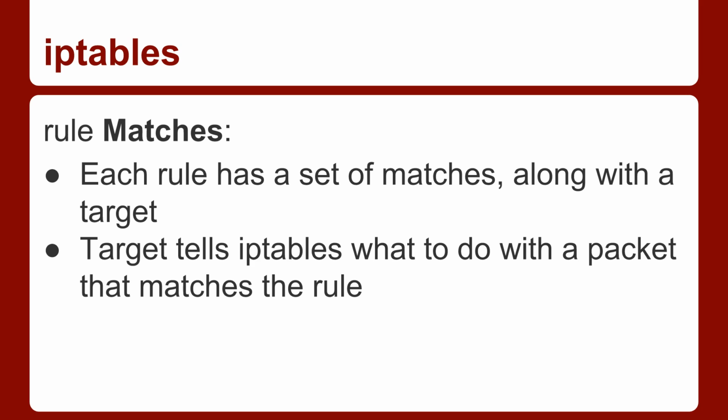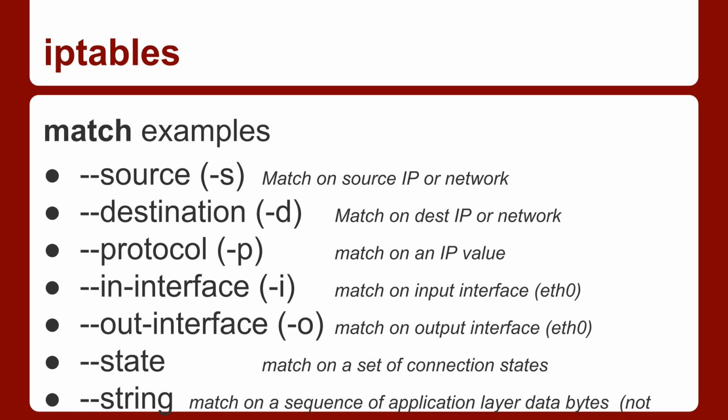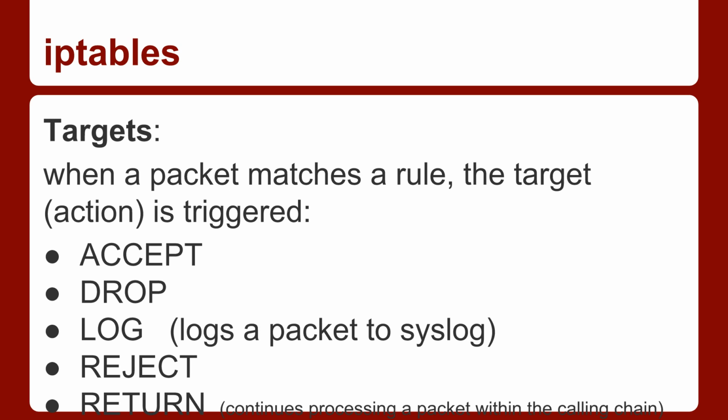So each rule has a set of matches along with the target, and the target tells iptables what to do with the packet when that packet matches the rule. Pretty simple. So you can match based on the source, based on the destination of the packet, based on the protocol, based on interface, state, or based on a string that's present in the packet.